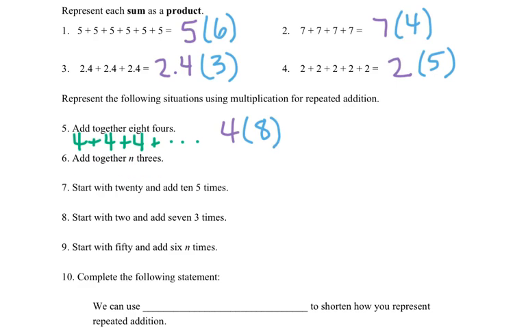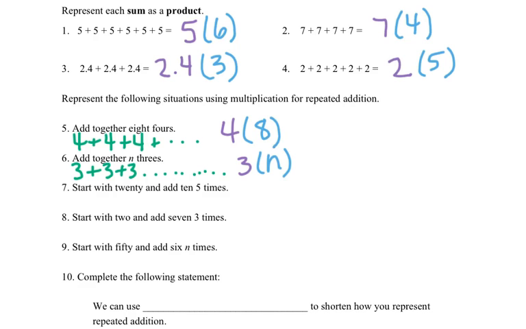For number 6, it says add together in threes. Well, if we're adding together in threes, we don't know how many threes we're adding together. So this one literally would go on forever and ever for however long n is. We don't know. So the number that we're repeatedly adding is a 3, and we have no idea how many times we're going to do that. So we use a variable in its place.